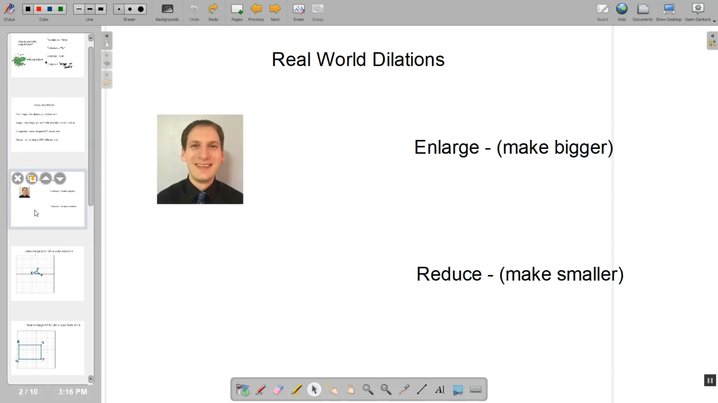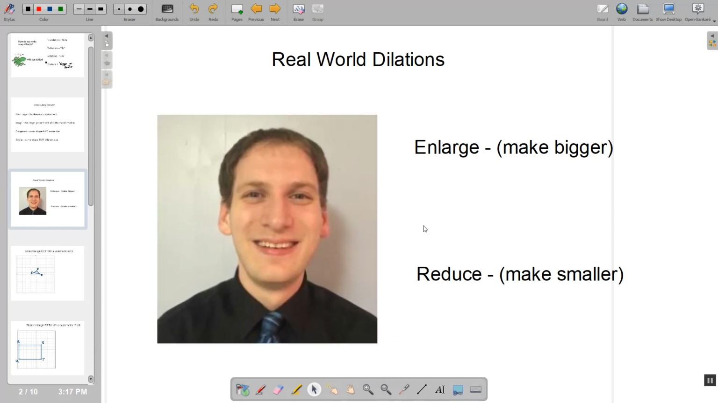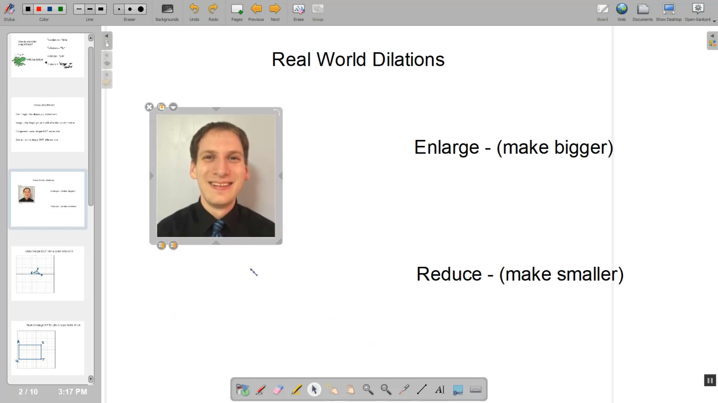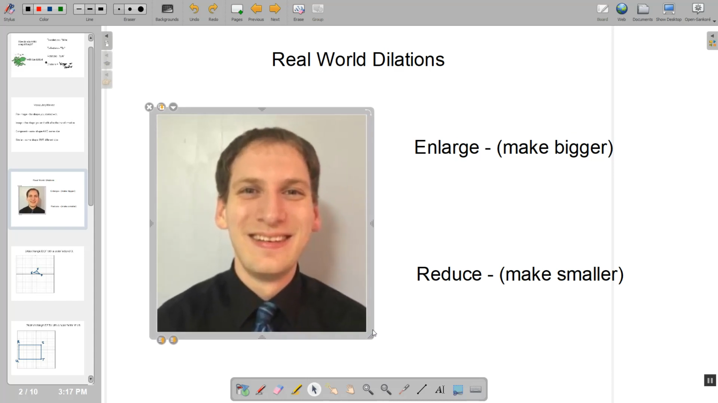So when we think about real-world dilations, I just have a picture of some random Joe I got off the internet. If we needed to make his picture bigger, a lot of programs have this thing where we pull and we can enlarge the figure. If we need to make it smaller, we can do that as well. But I noticed that as I make this shape bigger or smaller, the shape does not change, only the size does.